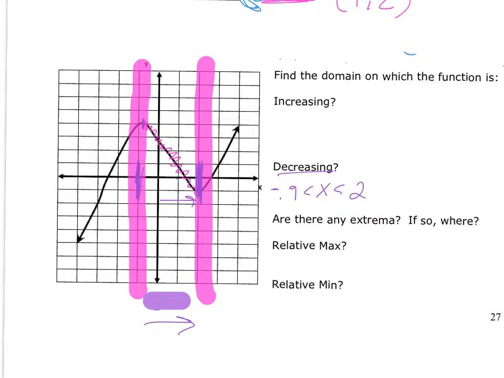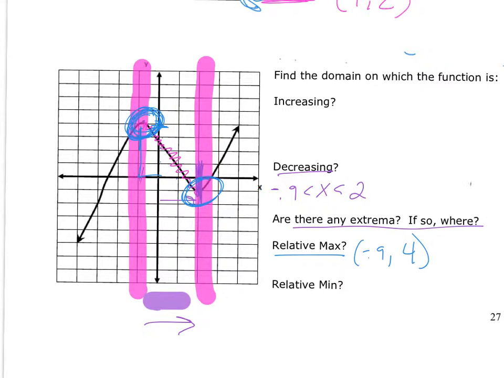Then they asked if there are any extrema, if so, where. So remember, extremas are highs and low points where the graph turned around. Here you have a high point where the graph turned around, and here you have a low point where the graph turned around. So my relative max would be this one right here, which is to the left about 0.9, which we said before, and up 1, 2, 3, 4. So I have a relative max at negative 0.9 and up positive 4.